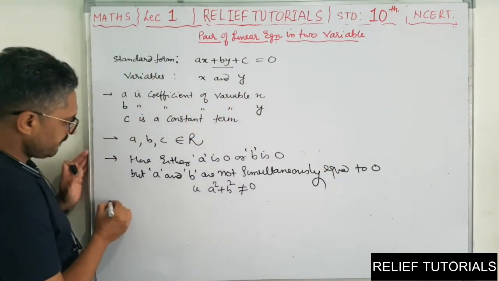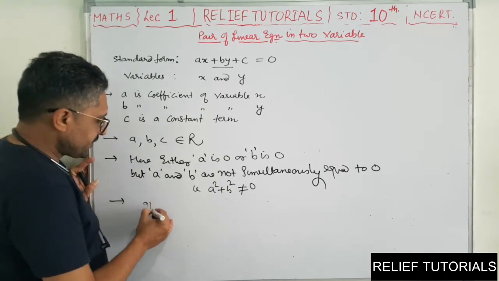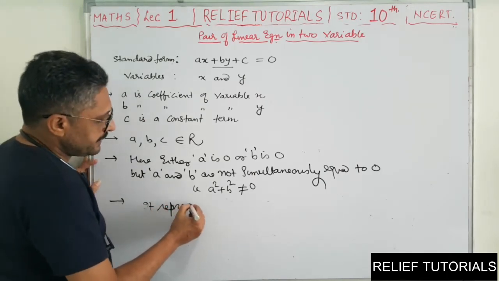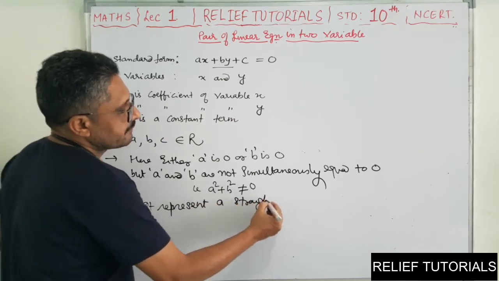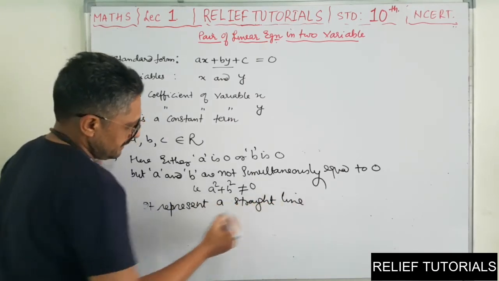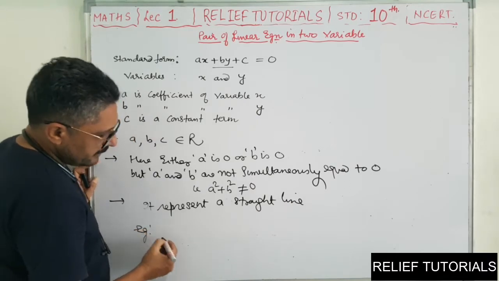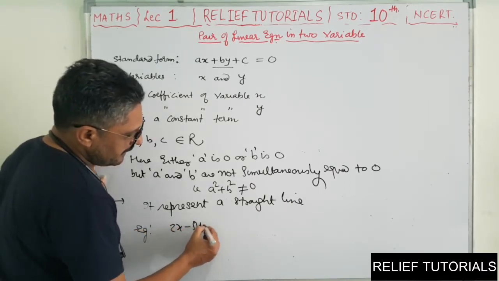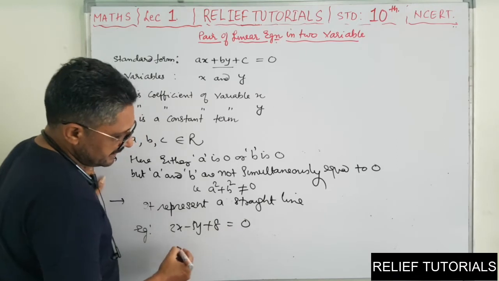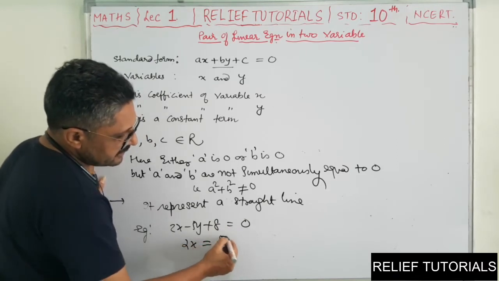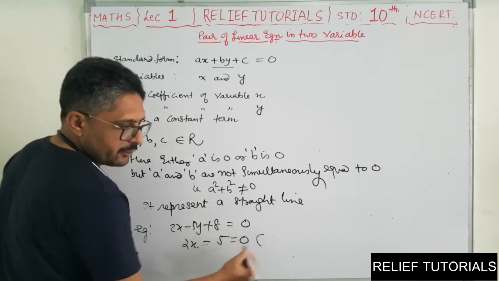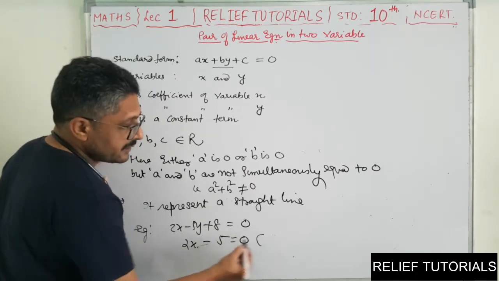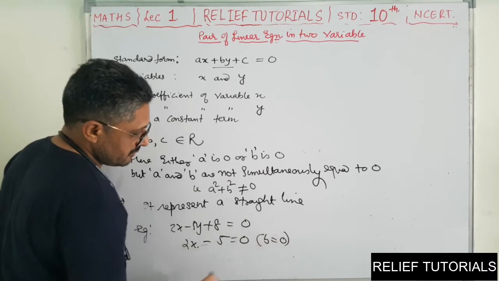Now, we know one more thing. It represents a straight line. Now, for example, you can say 2x minus 5y plus 8 is equal to 0. Or take 2x is equal to 5, or 2x minus 5 is equal to 0. Here we don't have a term with the y variable, so its coefficient is 0. That is, b is equal to 0.